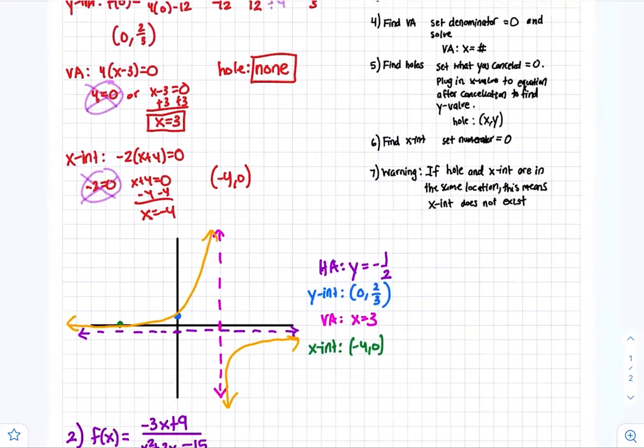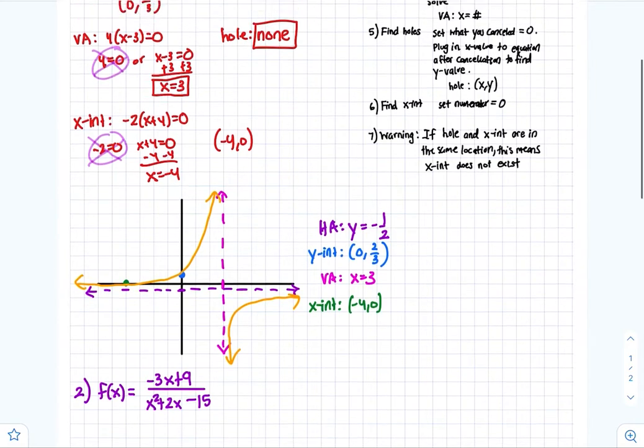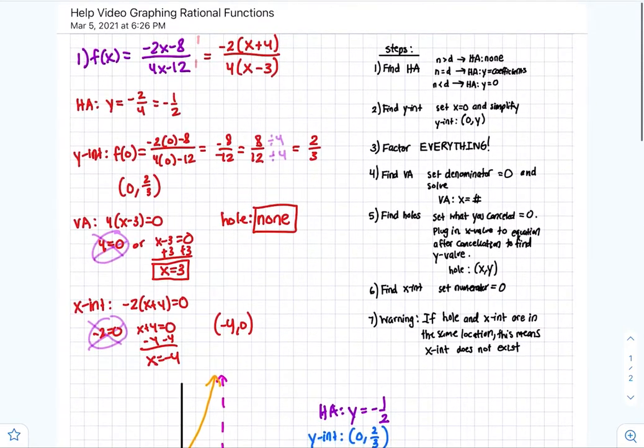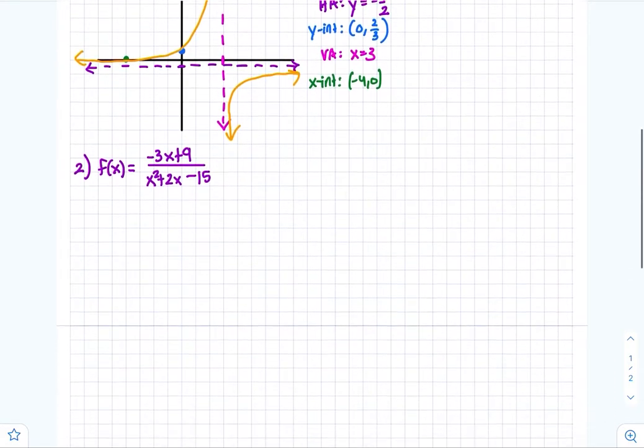So again, it's just practicing those 5 and then finding all 5 and then graphing it appropriately. Alright, so we'll get to number 2.